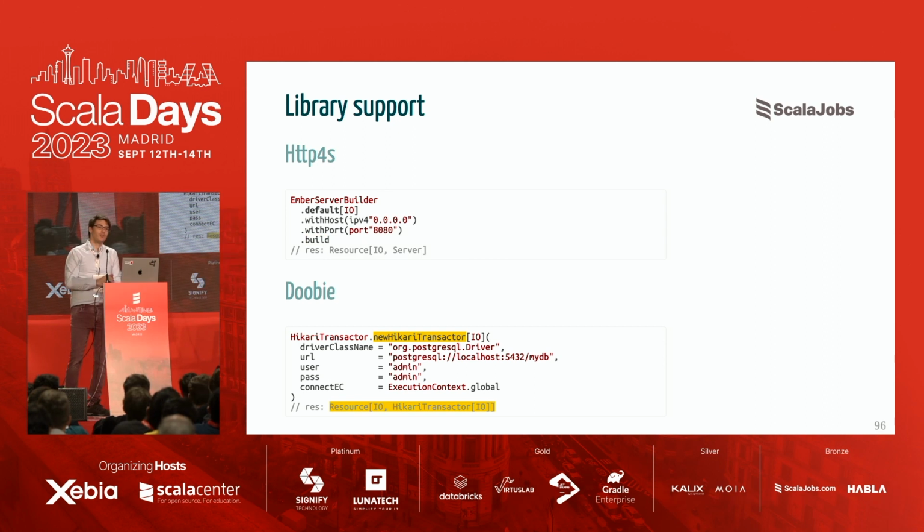Same with Doobie. Doobie is a library to work with JDBC, so for databases. And in order to execute a query with Doobie, you need something called a transactor. And here I created a HikariTransactor. And again, I don't really need to know the internals. This tells me that this thing needs to be somehow finalized. You call the constructor, it gives you back a Resource, you combine them together, and everything will happen as it should.